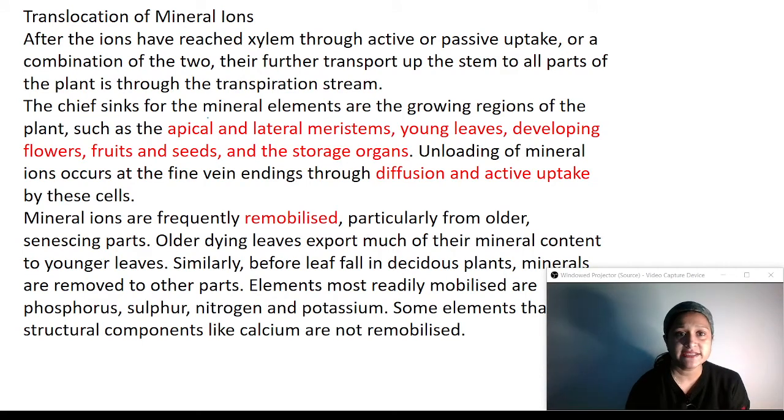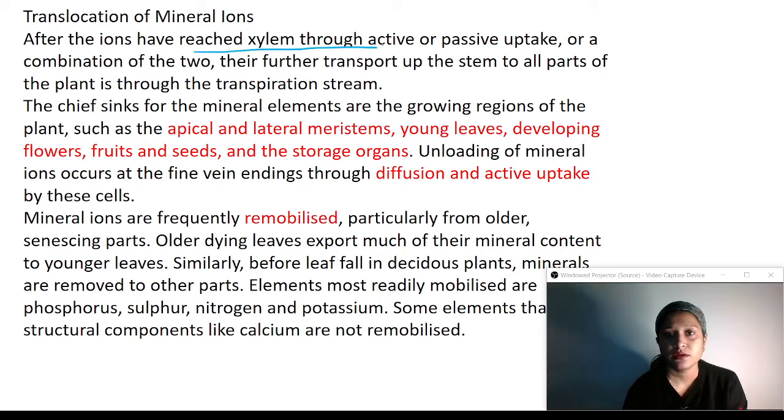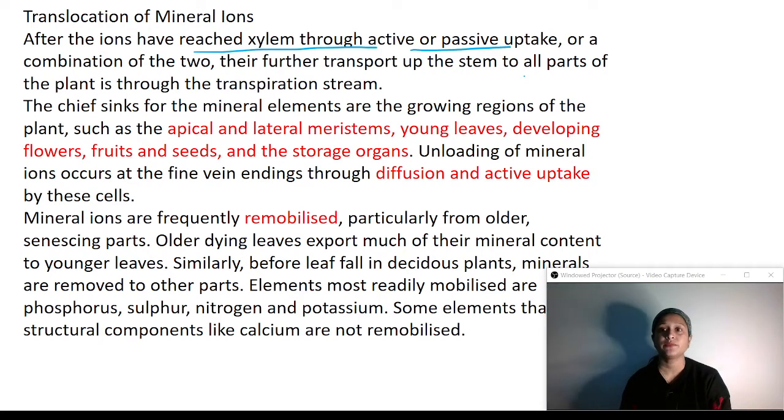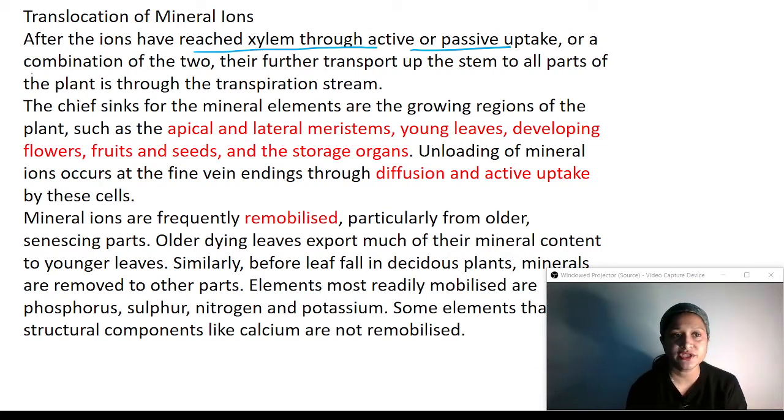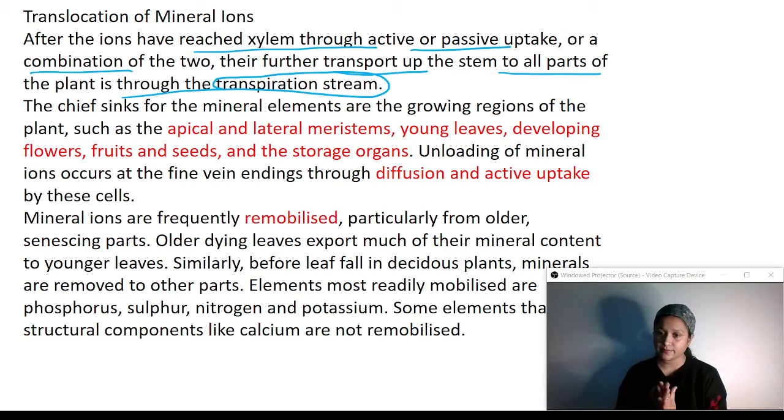Now after the ions have reached the xylem, xylem तक ions पहुंच गए हैं, actively और passively, कैसे भी, या दोनों के combination से भी, they are further transported up the stem to all parts of the plant through the transpiration stream. So root में आ गए हैं mineral, xylem में आ गए हैं. Now how will they reach up to the plant? That is through the transpiration stream. Okay, transpiration pull हो रहा है जिसकी वजह से एक stream बन रही है, and due to which the minerals and the water, we can say, reach each and every part of the plant.